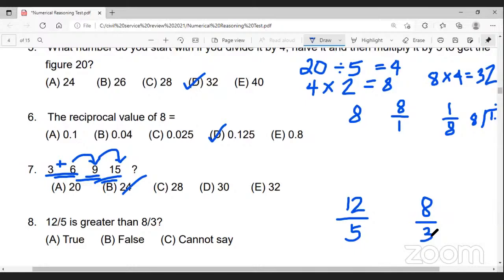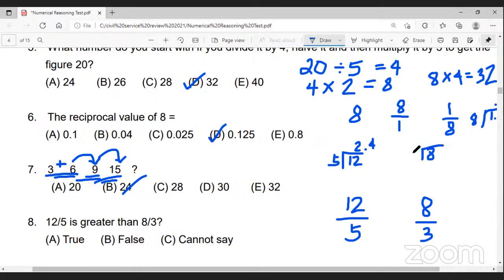Wait, ma'am. There are two. They are the same. They have the same two whole parts, right? Let's try 12 divided by 5. That is 2, right? Then we still have 2.4. How about 8 divided by 3?